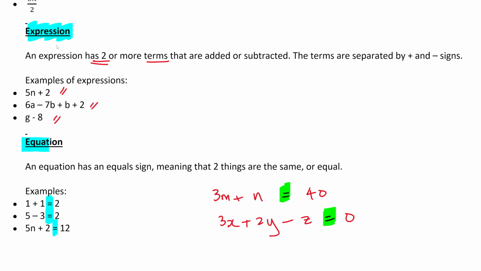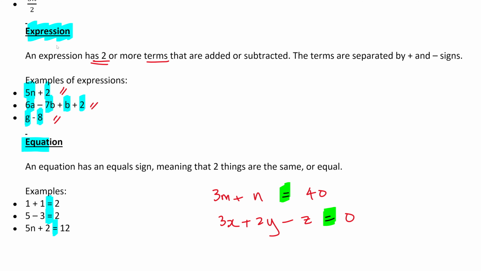So if you think about it, here's one term, and here's another term. This one's one term, two terms, three terms, four terms. And here we've got two terms, one term, two terms. A term is separated by a plus or a minus sign. That's what a term is. So an expression is very similar to an equation, but it does not contain any equal sign.